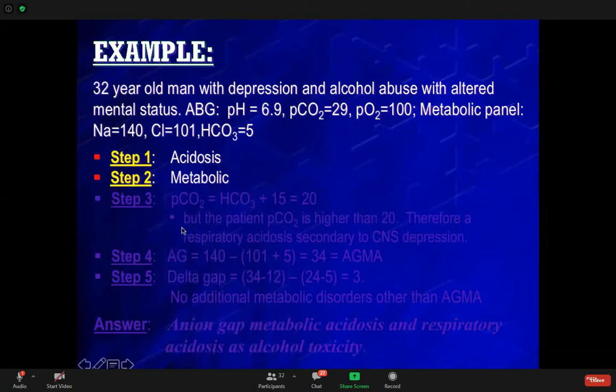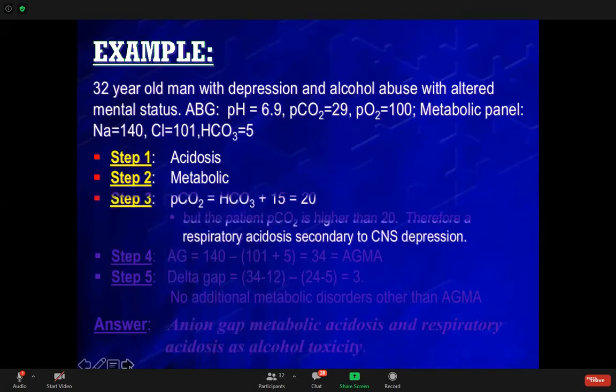Exactly, 20. So when we have it here is 29. What does that mean? So this most likely means there's another respiratory acidosis. So it's higher than you expected, right? So there's a metabolic acidosis and a respiratory acidosis. Did you understand me?